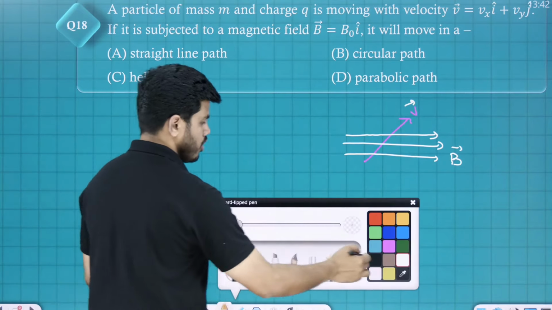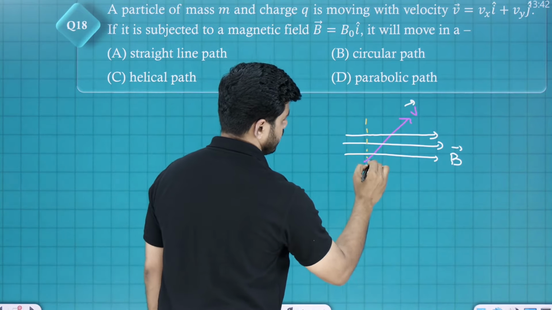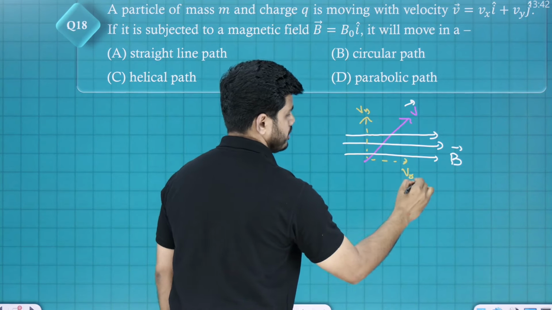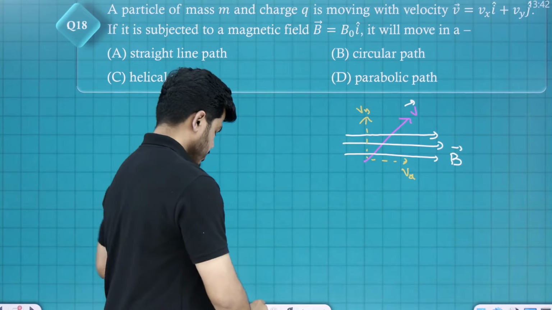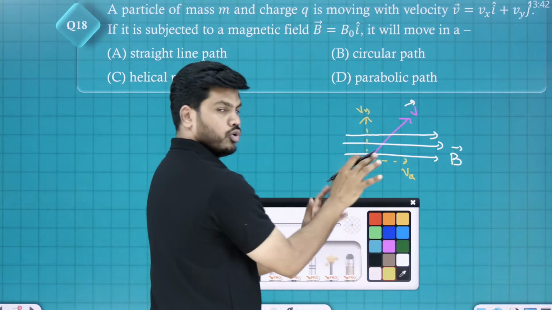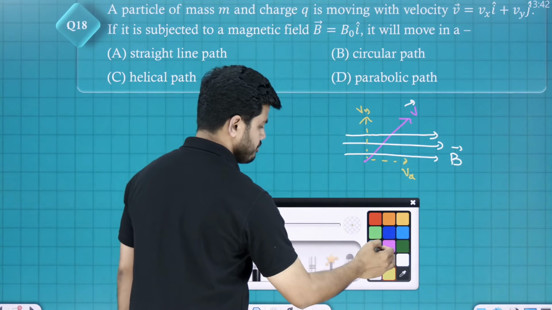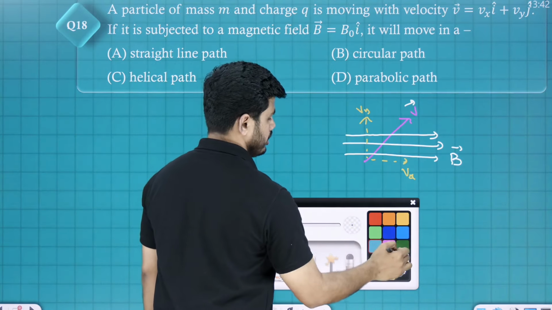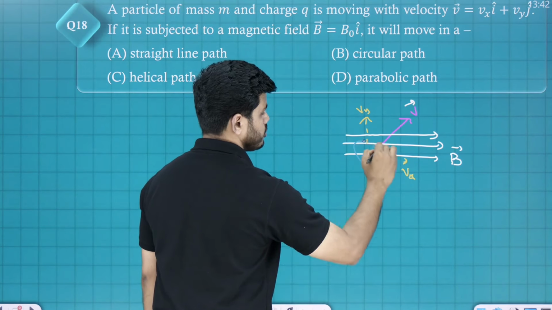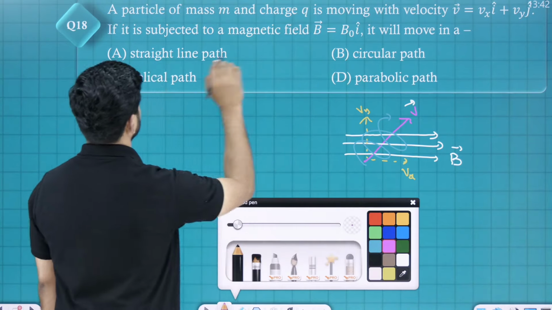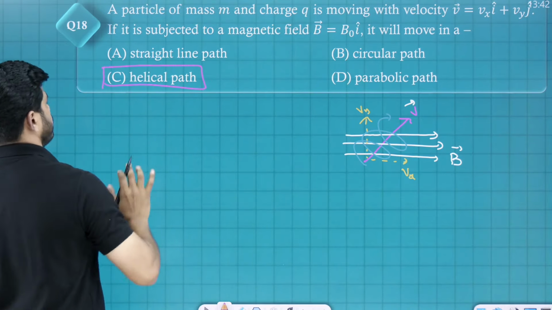This velocity can be resolved into two components. We know there will be one x component, one y component, correct? Vy and vx. We know what happens now. Because of vx, no deviation. Because of vy, it will undergo circular motion. So as a combined effect, we know that particular charged particle will go in a helical path. That was case 3 we explained. So the answer is helical path only. Right.